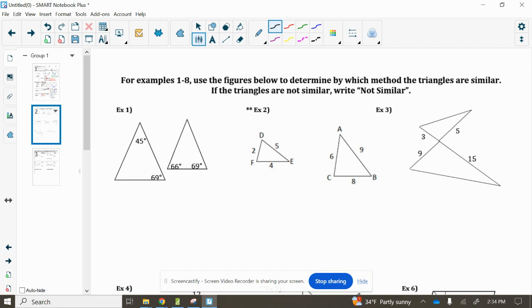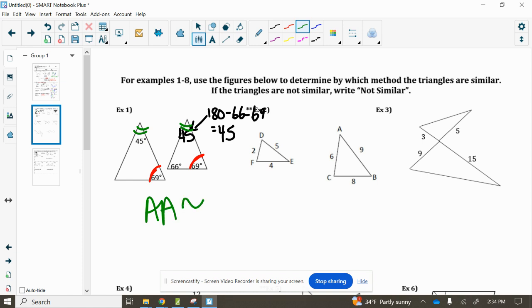Looking at this first one, notice they're giving us information about angles. Now they show us right away that we have an angle that are both 69, and then we need to double check, okay, how big are those last remaining angles? Well, to get this angle here, if we take 180 minus 66 minus 69, this angle is going to end up equaling 45 degrees. And then because both of these are 45, we're able to say these triangles are similar by angle-angle.